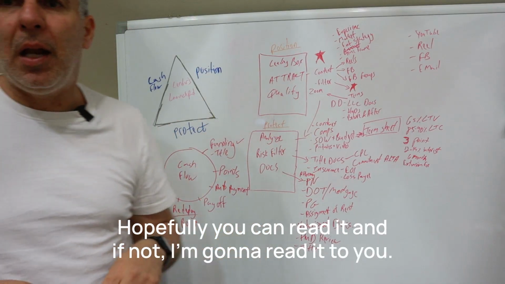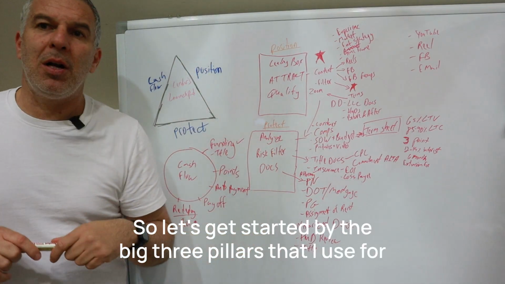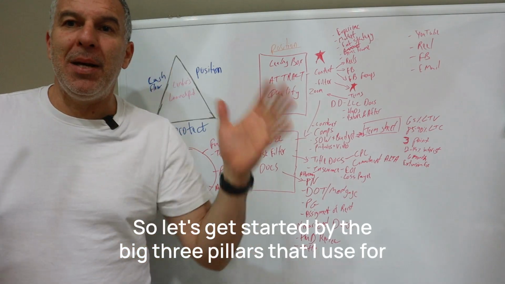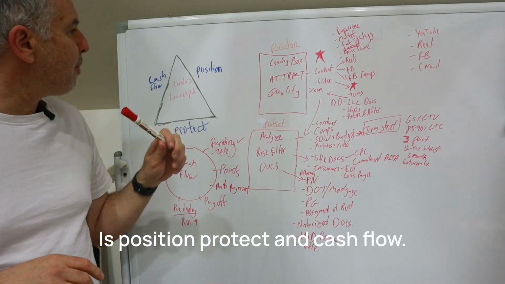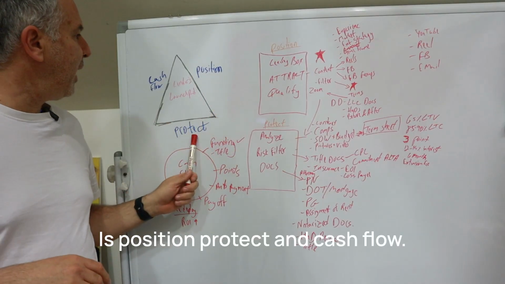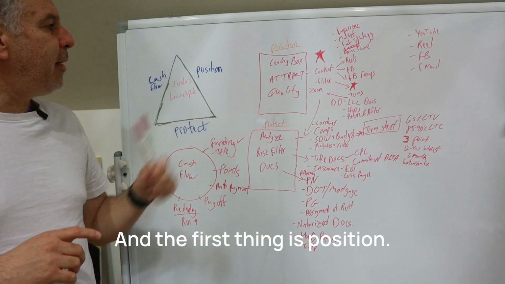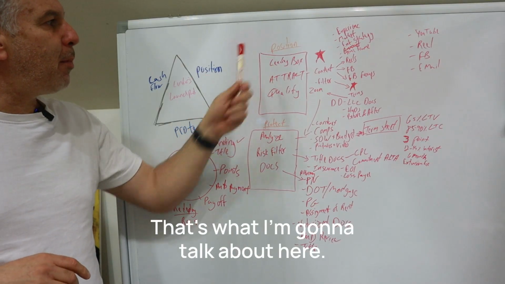Hopefully you can read it, and if not, I'm going to read it to you. So let's get started with the big three pillars that I use for my private money lending: position, protect, and cash flow. And the first thing is position. That's what I'm going to talk about here.